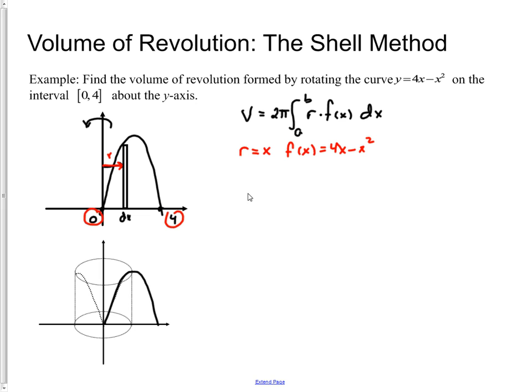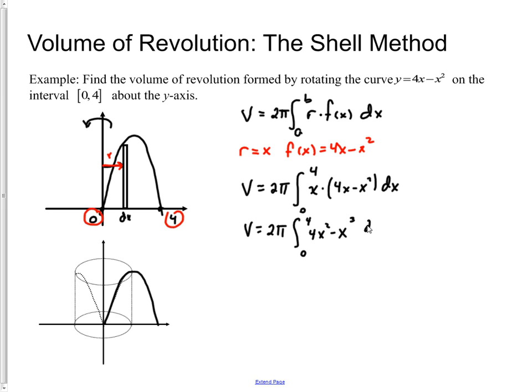If we put this together, our volume using this shell method is going to be found as 2 pi times the integral from 0 to 4 of the quantity x, which is our radius, times f of x, 4x minus x squared, dx. Well, this is actually not a bad one to work with, right? Because now we're going to take 2 pi and integrate a function that we probably know pretty well at this point, something like 4x squared minus x cubed dx.